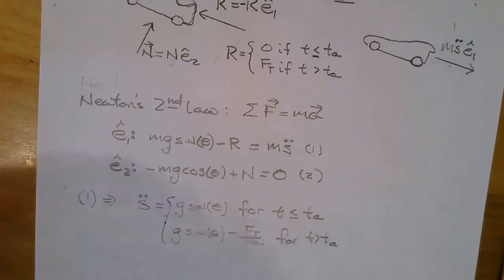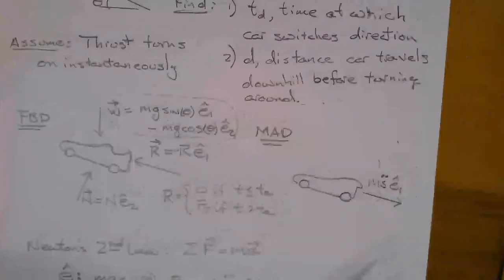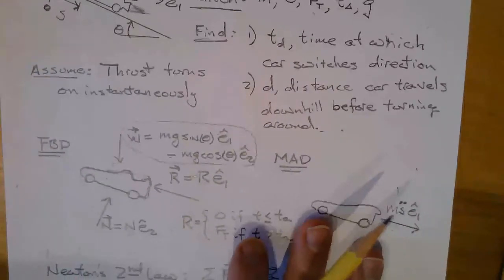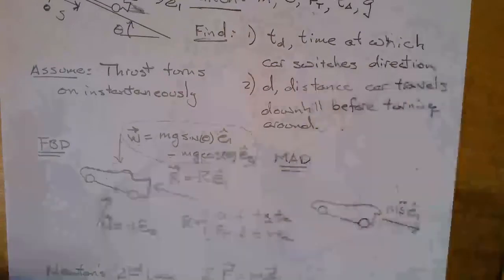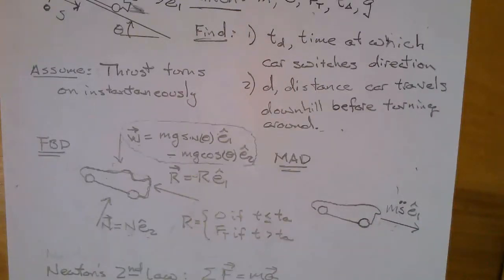Now let's think about what we're going to do with this. We've got to think big picture here. Now we have to put the whole problem into perspective. So let's go back to what we want to find so we can think about where we're going with this. Remember, what we want to find is the time at which the car switches direction. What time does the car switch direction? And also the distance the car travels downhill before it turns around.